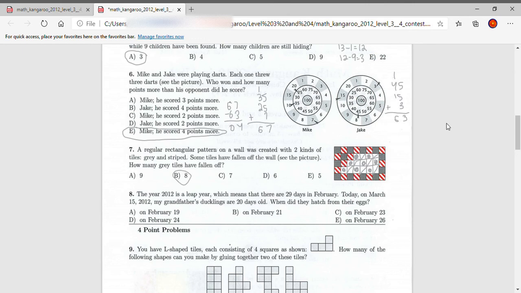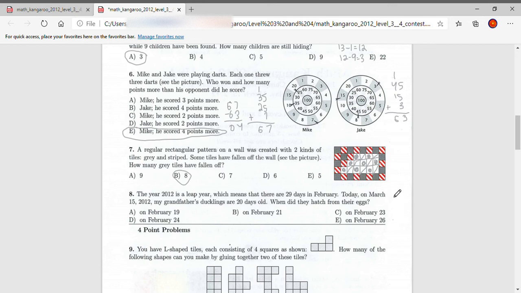The last 3-point question. The year 2012 is a leap year, which means there are 29 days in February. Today, on March 15th, 2012, my grandfather's ducklings are 20 days old. When did they hatch from their eggs? So, let's subtract 15 days so we can get to March 1st.